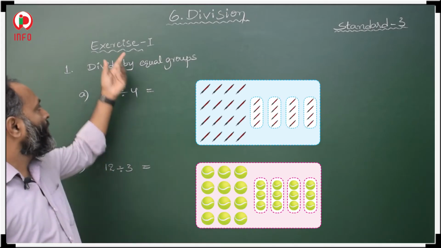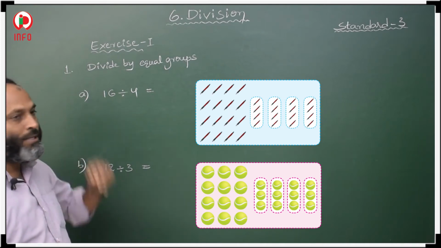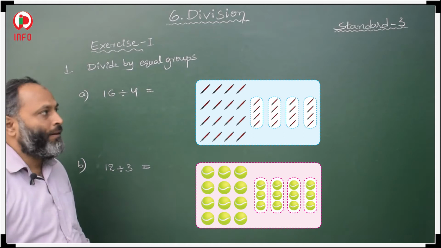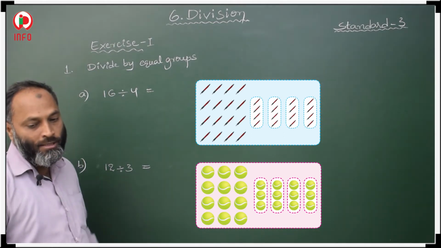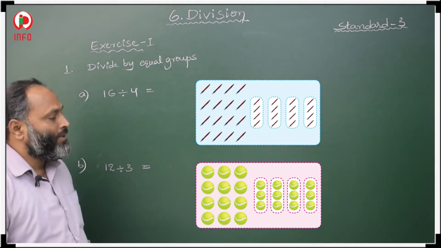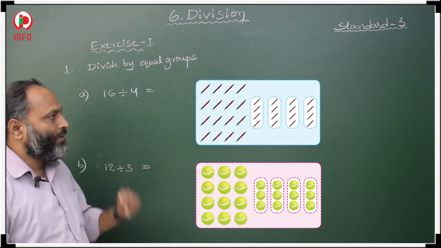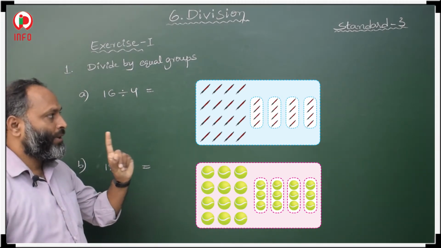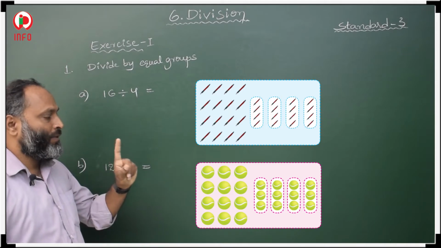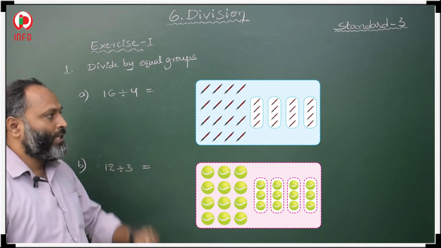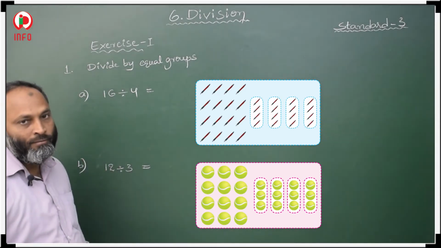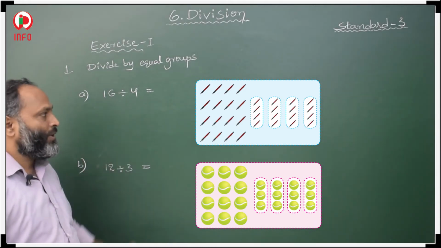Students, in the first exercise, our first question is divide by equal groups. First you see what is given. Pens were given. So how many pens are there? First you count: 1, 2, 3, 4, 5, 6, 7, 8, 9, 10, 11, 12, 13, 14, 15, 16. Total 16 pens were given.